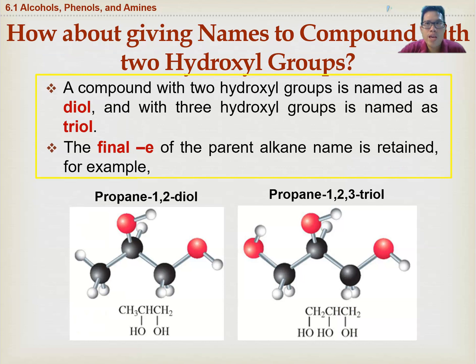So how about giving names to compounds with 2 hydroxyl groups? In this case, if you have more than 1 hydroxyl group, you can name it by giving the locations. For example here, carbon number 1 and carbon number 2. And because of 2 hydroxyl groups, you put diol. In this case, you have 1, 2, 3 triol, so propan-1,2,3-triol.